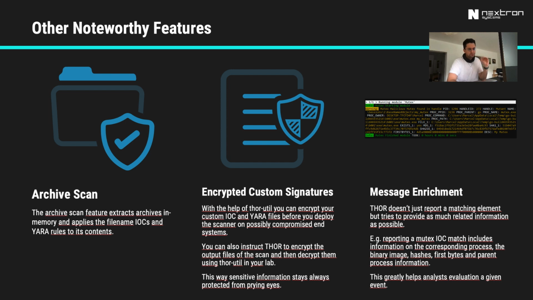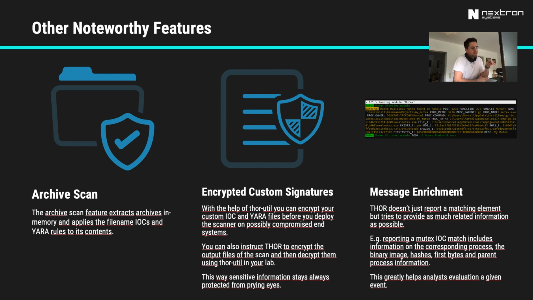So if you scan, for example, for the new CVE-2021-40444 vulnerability and want to find or match YARA rules in MS Office documents, it's also available in THOR Lite. So these rules would detect these malicious documents.